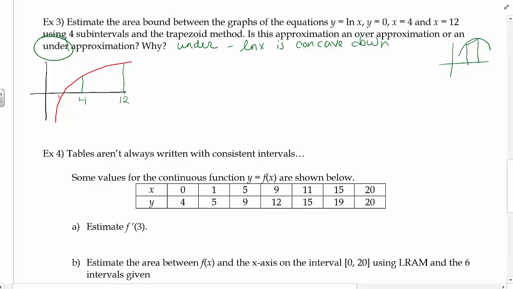All right, now we actually need to do it. So if I'm going to do 4 sub-intervals, let's see, from 4 to 12 is 8 units. So these go up by 2, so 4, 6, 8, 10, 12. I'm going to connect the dots here. And since those are all equal width intervals, I'm going to have h over 2 times the first height, which is at 4, so that's going to be ln 4. Plus 2 times the second height, which is ln 6, plus 2 times the third height, plus 2 times the fourth, plus 1 times the last.